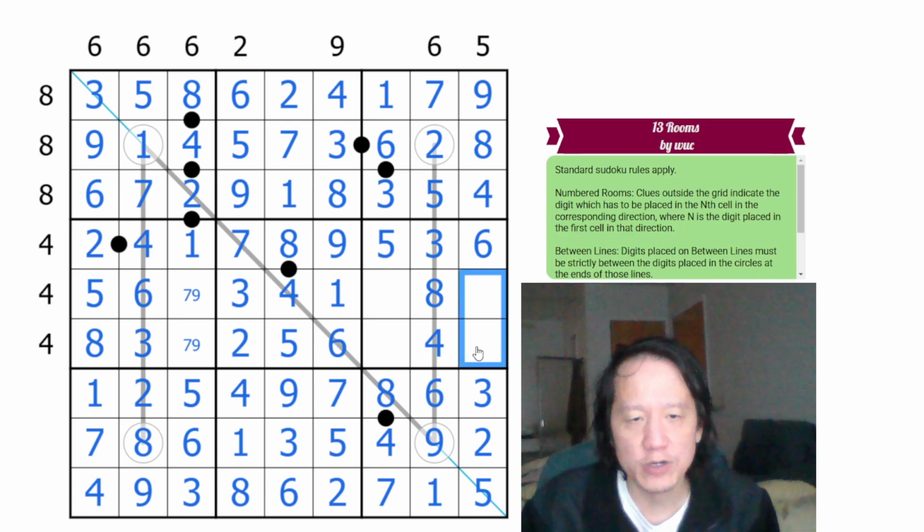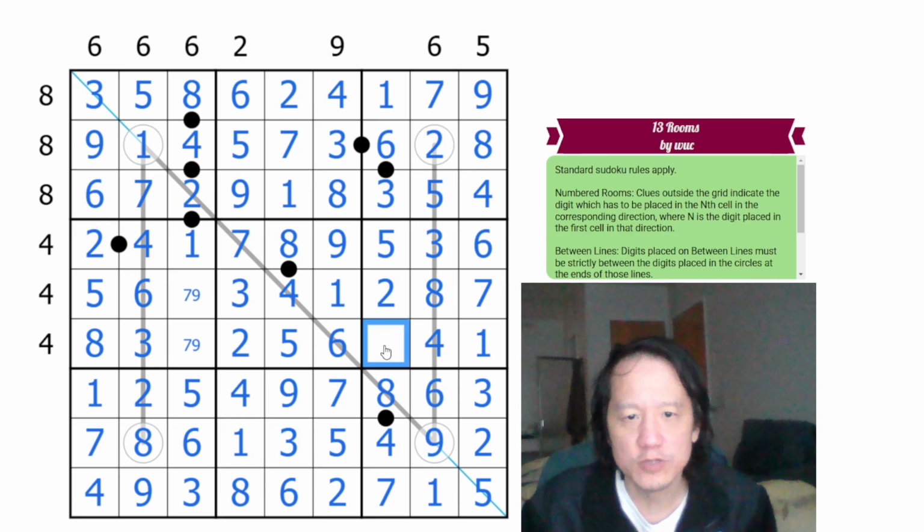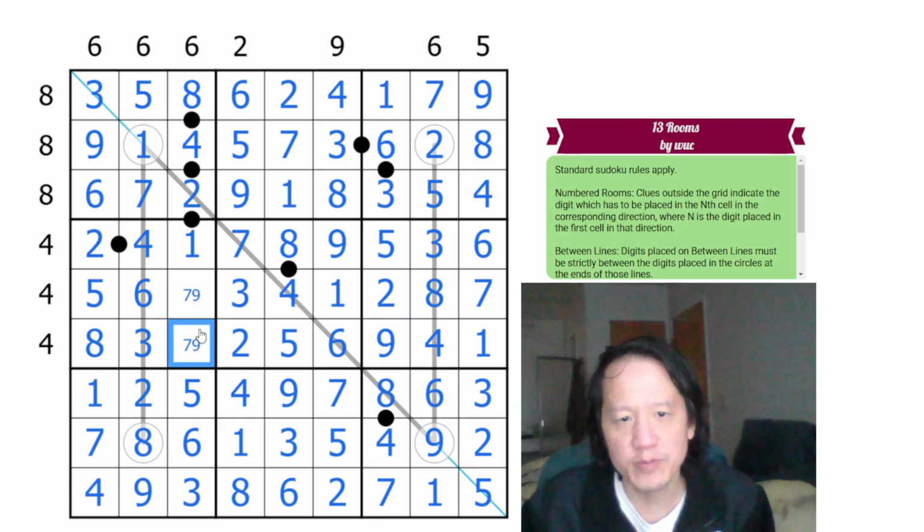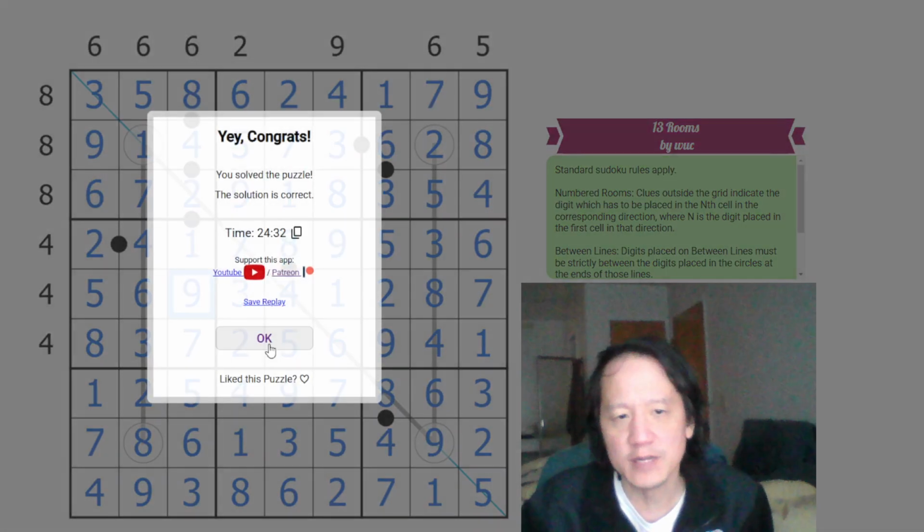This has to be 1 or 7, and it cannot be 1, so therefore that's a 7, which makes that a 1. The 2 can't be here, so this must be 2, which makes that a 9. Therefore, that can't be 9. That must be 7, and that must be 9.